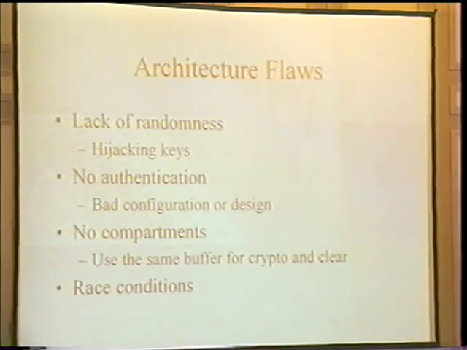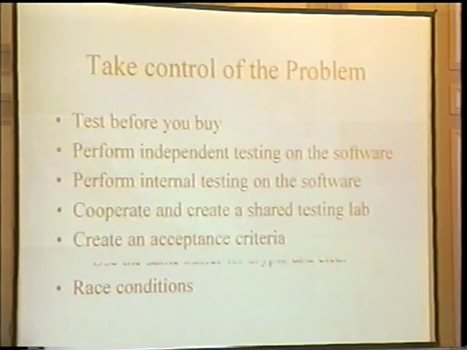Compartments. Here's an interesting example of a bug related to compartmentalization. Internet Information Server a while back had this bug where it was using the same buffer in memory for encrypted text and clear text. If you sent requests to the server fast enough, you could cause it to hiccup. About 1 out of 1,000 times, it would send you the clear text instead of the crypto text, and then you could, of course, do cryptanalysis at that point. So if you see that the programmer's not using any kind of concepts like that, then that's going to get you in. Race conditions.